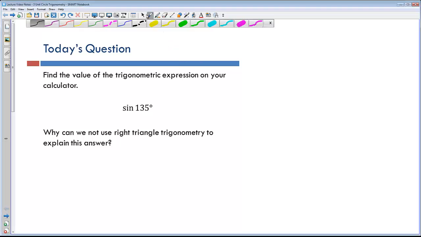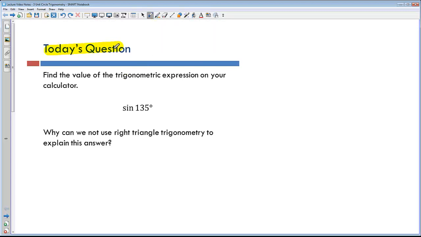It's time for fun with math, and today we're going to talk about unit circle trigonometry. But first, let's answer today's question. We want to find the value of this trigonometric expression, sine of 135, on our calculator, and then talk about why we can't use right triangle trigonometry to explain this answer.